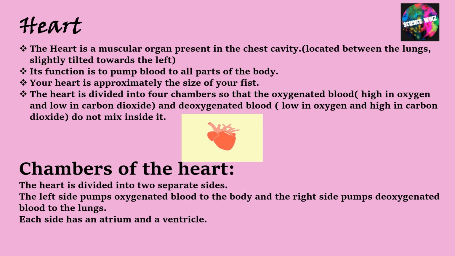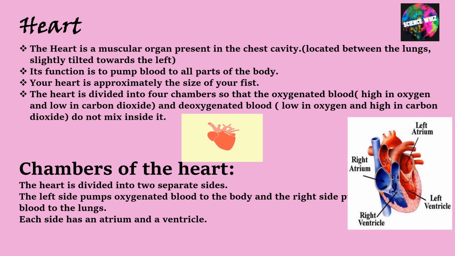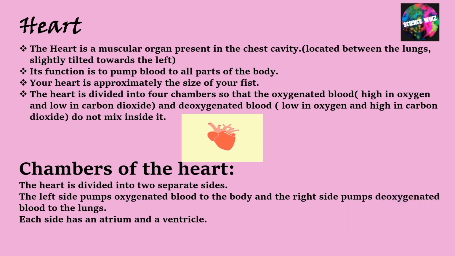The heart is divided into 4 chambers so that the oxygenated blood and deoxygenated blood do not mix inside it. Oxygenated blood means the blood which is high in oxygen and low in carbon dioxide. Deoxygenated blood means blood which is low in oxygen and high in carbon dioxide.